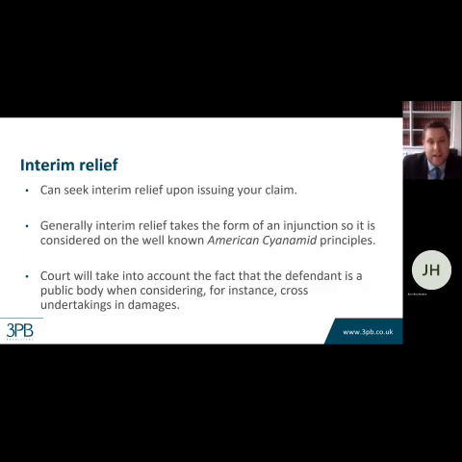You can seek interim relief by way of judicial review. Interim relief typically takes the form of an injunction, and the injunction will be dealt with in the usual way on the well-known American Cyanamid principles, with one difference, which is that the court bears in mind the fact that the defendant's a public body. So, for instance, things like cross undertakings and damages aren't so readily required.